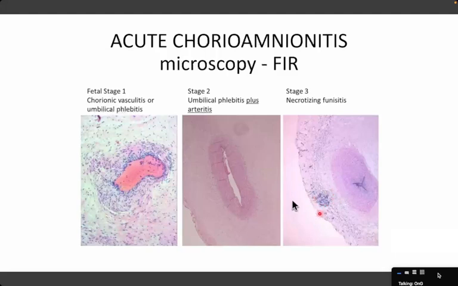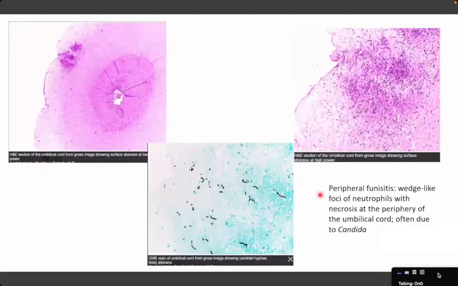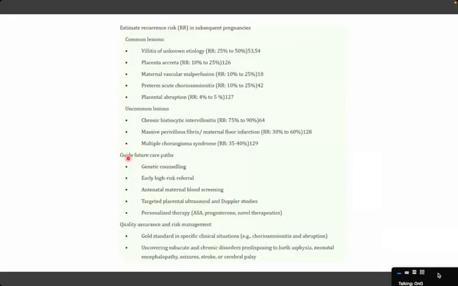We'll see a microabscess at the periphery of the cord that you can see here, and this is a high magnification of that same abscess that he showed on gross morphology, and this is a Grocott stain that shows the fungal hyphae of Candida in what would be a candidal funisitis. So looking at the recurrence rate of acute chorioamnionitis, it's 10 to 25%.